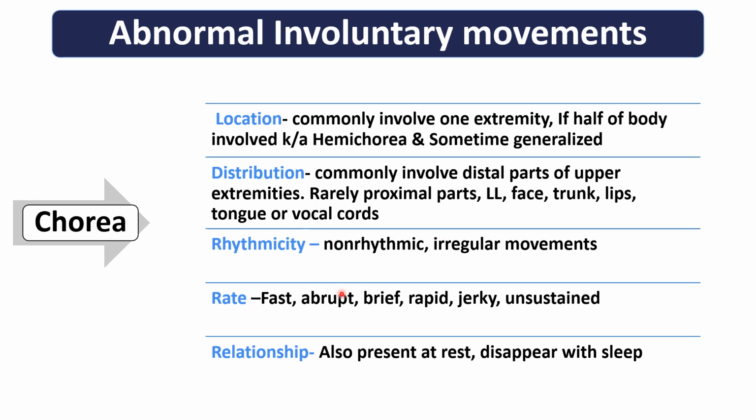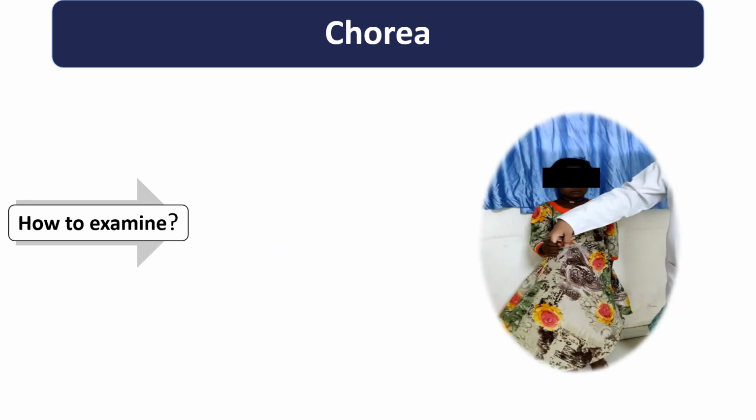It is a non-rhythmic and irregular movement, while tremors are rhythmic and regular. According to the rate, it is fast, abrupt, brief, rapid, jerky, and unsustained movement. It can be present at rest or even during action, but it disappears with sleep. So whenever the patient is in the sleeping stage, chorea will disappear.